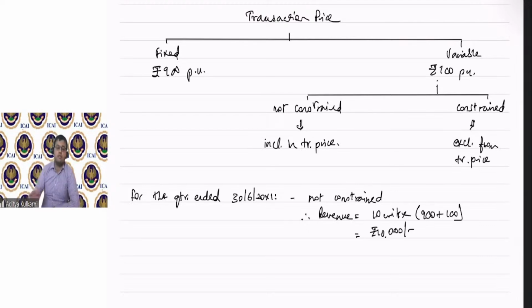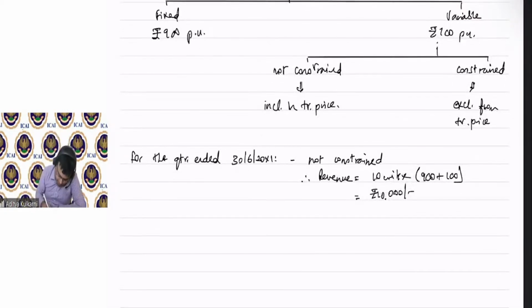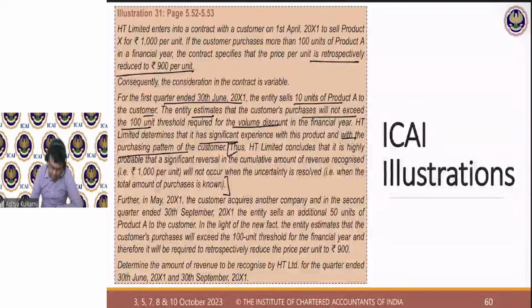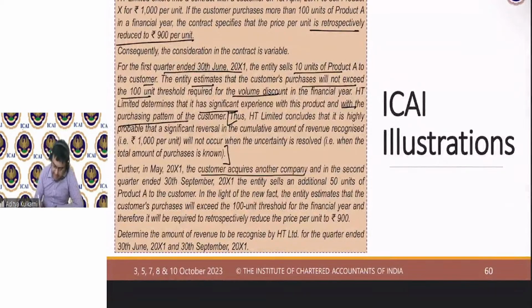So this is the quarter ended 30th June. For the quarter ended 30th September, now what has happened? There has been a business combination. The customer acquires another company, and in the second quarter, the entity sells an additional 50 units to the customer. My customer acquired another entity, so his requirement has gone up. And because of that, he has asked us for 50 units.